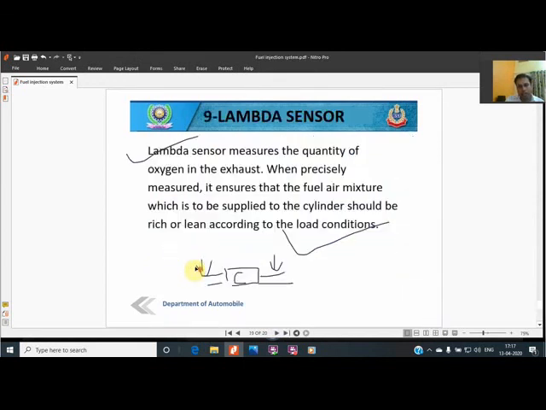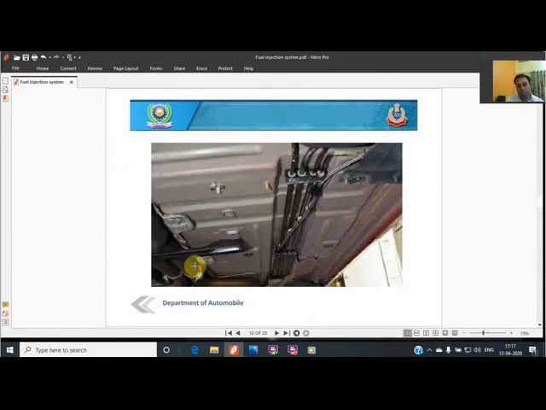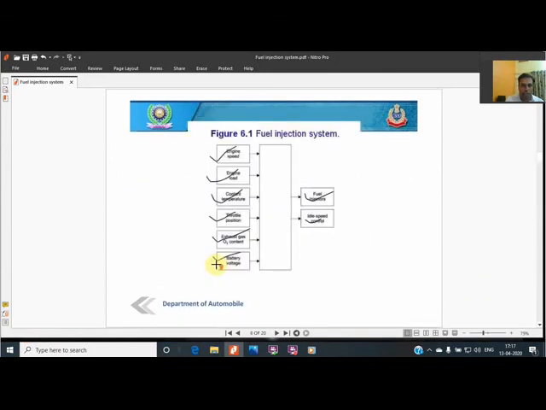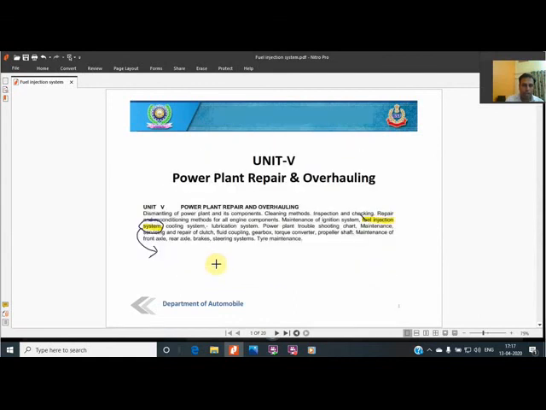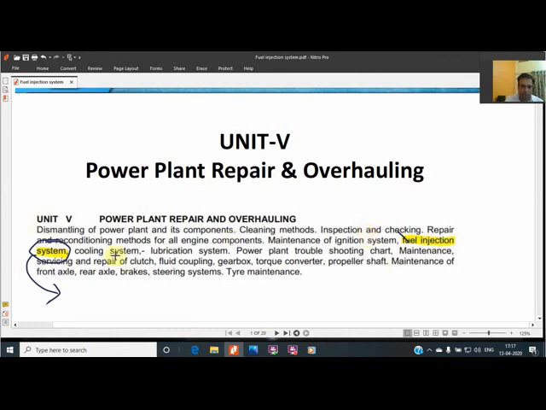Now hereafter we will cover up the malfunctions, meaning the problems in the fuel injection system and how to rectify them. This is the basics of the fuel injection system that I have given to you over here.